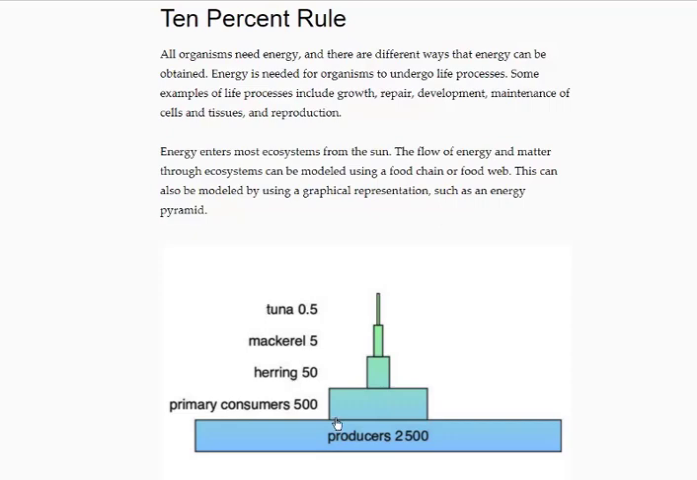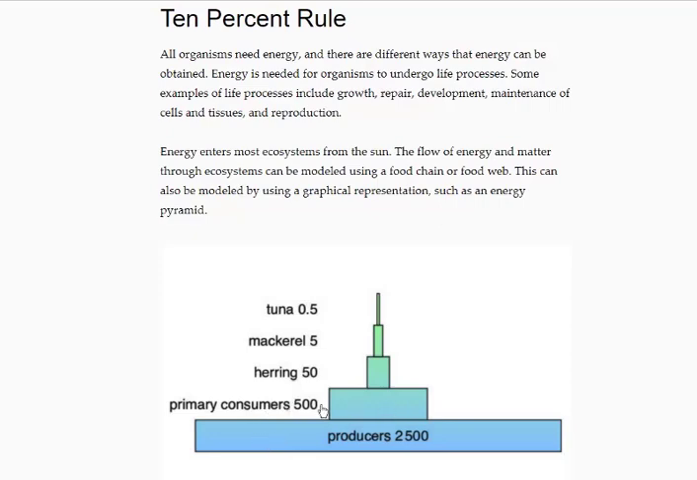in a marine environment. So down here you have the producers, and it's kind of arbitrarily using the number 2500 energy units. We'll just call them energy units. So these are the producers down here in the sea, and these could be things like kelp, seaweed, algae, plankton, anything that can photosynthesize and create its own food. These are all the producers that don't have to eat anything. They make their own food from sunlight.